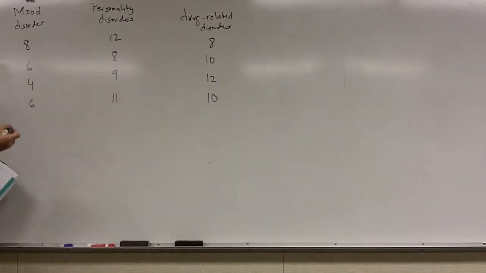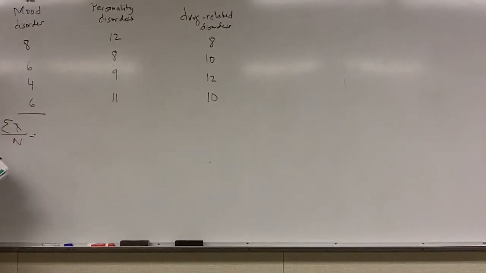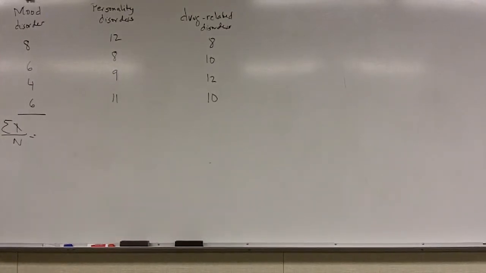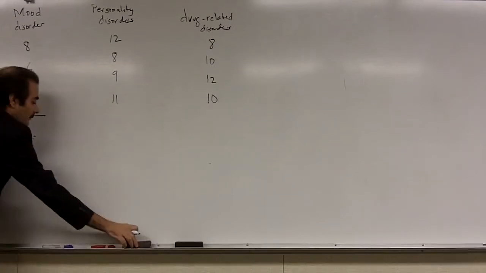The first thing is to calculate the mean of each of the groups, right? So sum of x over n, and we'll calculate the mean for each one of these. So the first one is 8, 14, 18, 24. Is that right? 24 over 4 gives us 6. The mean is 6 here, so mean 1 is 6.